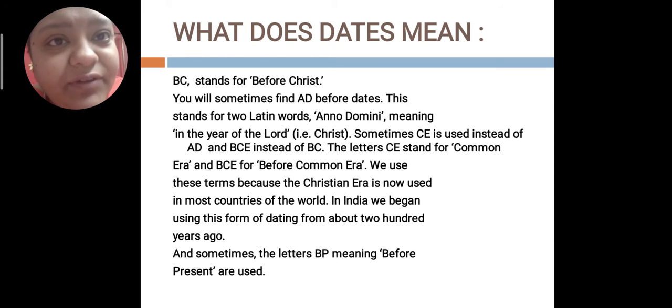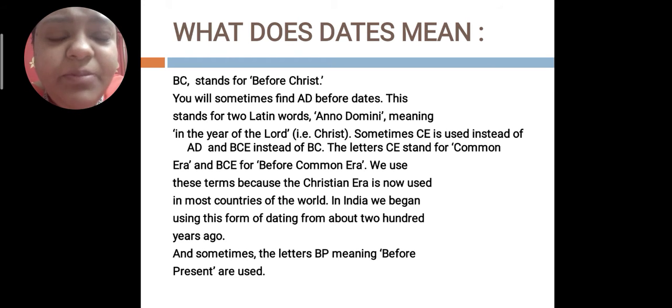Anno Domini means after Jesus Christ was born. The years counted after that are known as AD, and BC means before Jesus Christ was born. Years before that are denoted in the form of BC. We use these terms because the Christian era is now used in most countries of the world. In India we began using this form of dating about 200 years ago. At first BC and AD were not used.